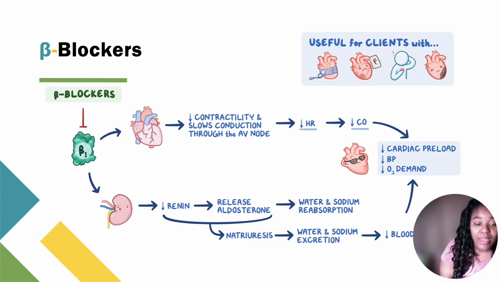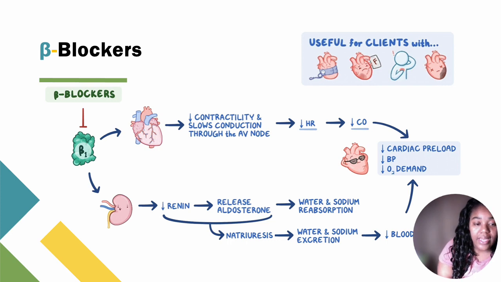So when we have a beta blocker, you do see a decrease in renin, which ultimately affects the release of aldosterone. Aldosterone is normally involved in water reabsorption and sodium reabsorption. So when you see a decrease in that, you normally see sodium and water follow each other. So ultimately, you will have a decrease in blood pressure.